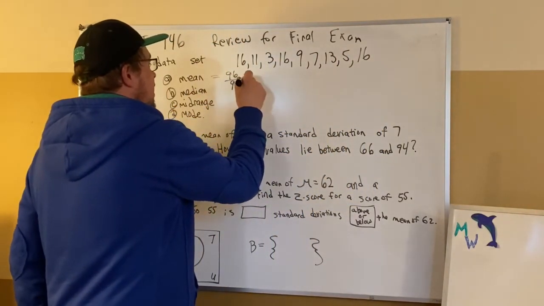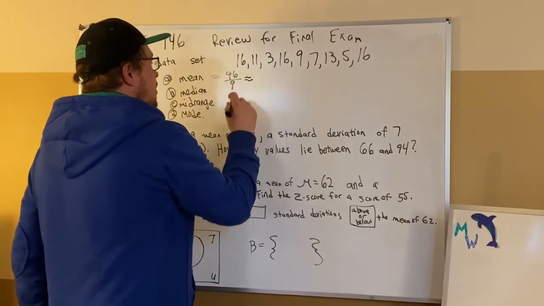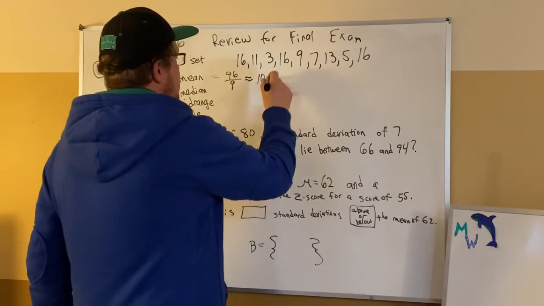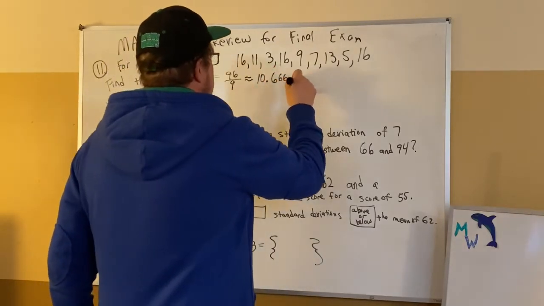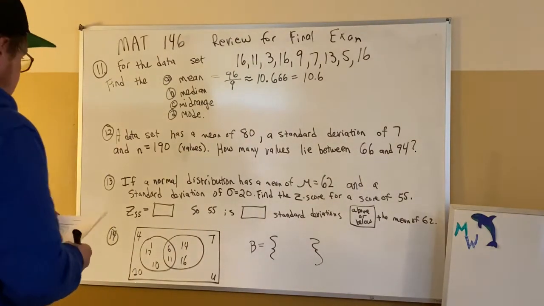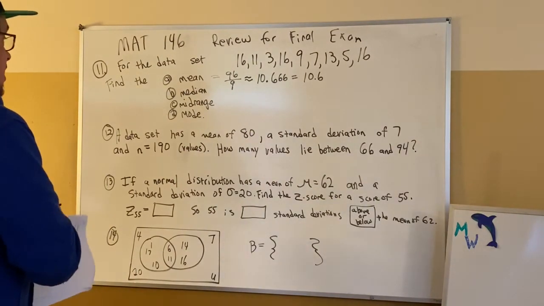We need to divide that by 9. That equals, when we approximately go through there, we're going to get 10.666, and that's going to get us right around 10.6. I believe it asks us to round to a single decimal place, making sure.